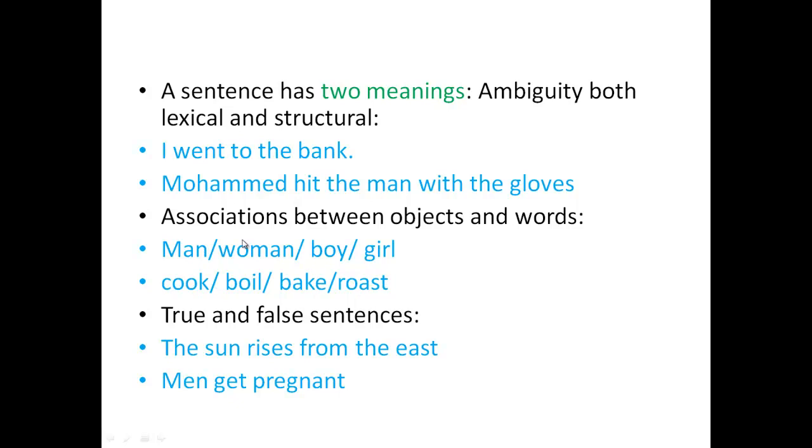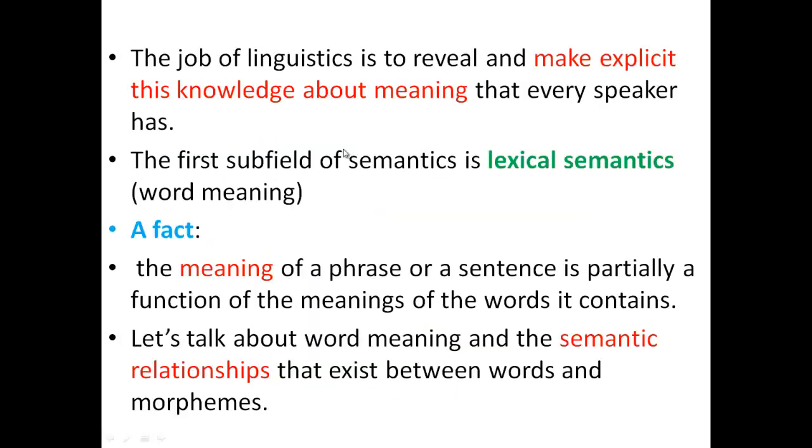So we can make, first of all, some kind of association between the words and what they refer to, what they denote as objects in the outside world or actions. And we can even make some link between the words themselves. Now we can also know the difference between true and false sentences. For example, the sun rises from the east, this is automatically true. But men get pregnant, this is of course automatically false, because it does not correspond to our knowledge about this world.